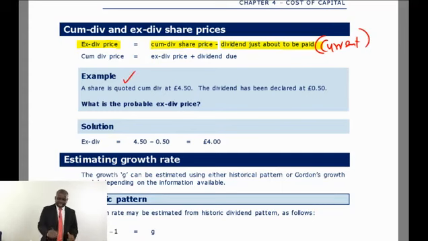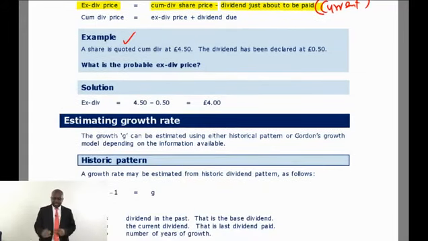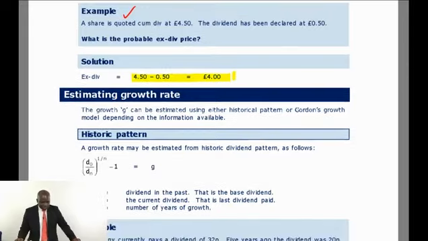So let's look at the example. A share is quoted cum div at 450. The dividend has been declared at 50p. What will be the ex div price? This should be straightforward: 450 minus 50 is 400.